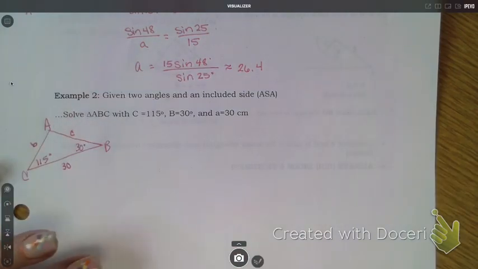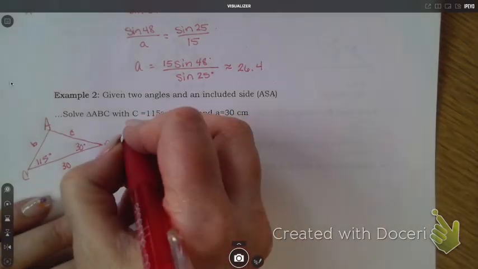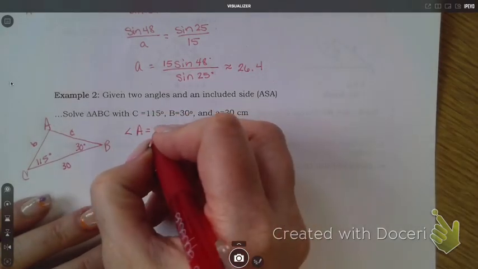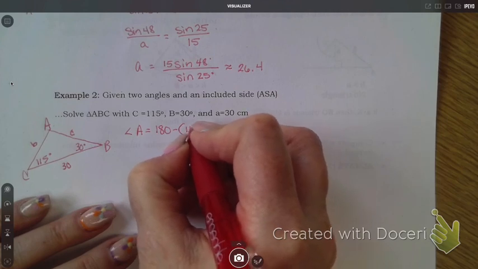Okay, so two people so far have said we have no complete set, but we do. It's not there, but we do, don't we? Because angle A is a given. Why? Because you have two. I have B and C, so angle A can only be one thing, correct? It's 35. Okay, so angle A is 180 minus 115 plus 30.